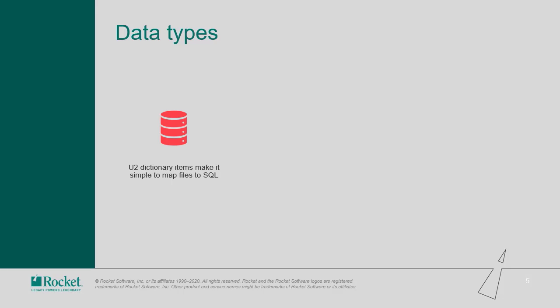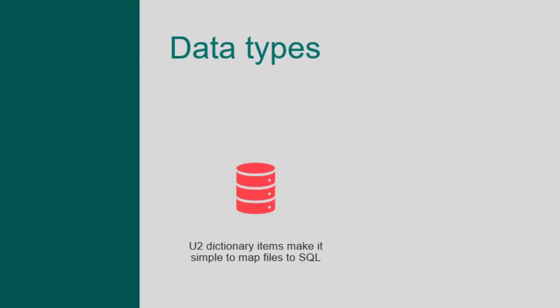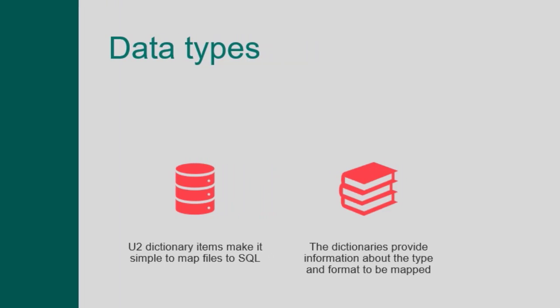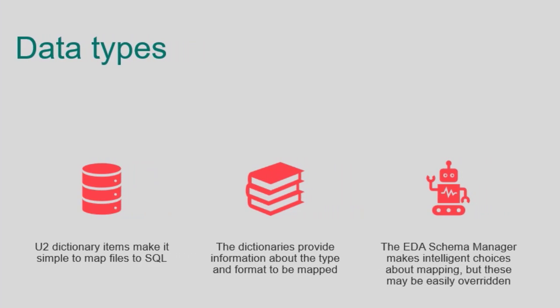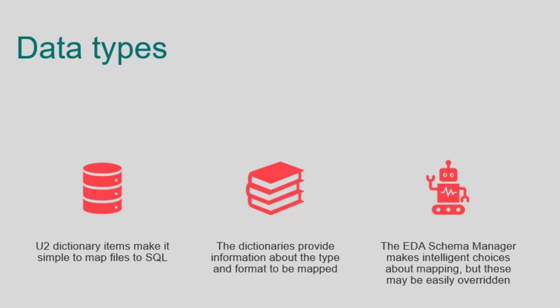So when we talk about EDA, we talk about data types. It's very important to make sure that things are typed correctly so that they show up properly in the SQL environment. To make that easy, EDA uses the U2 dictionary items to make it a simple matter of just mapping things to SQL. The dictionaries give information about the type and the format of the data that you're going to be mapping. And then the EDA Schema Manager makes some pretty intelligent choices about mapping things. But if something isn't quite what you're looking for, it can easily be overridden.